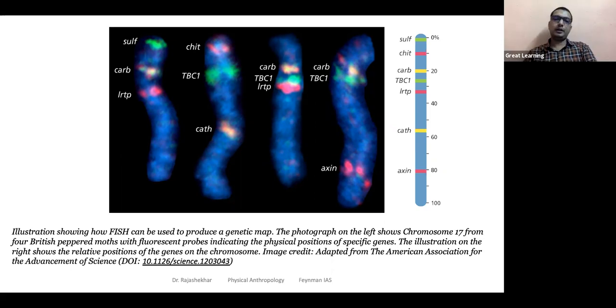Right? Karyotyping can be less expensive and can help us find out the numerical abnormalities. FISH is more specific. It can show us the structural abnormalities as well with more accuracy. Okay.